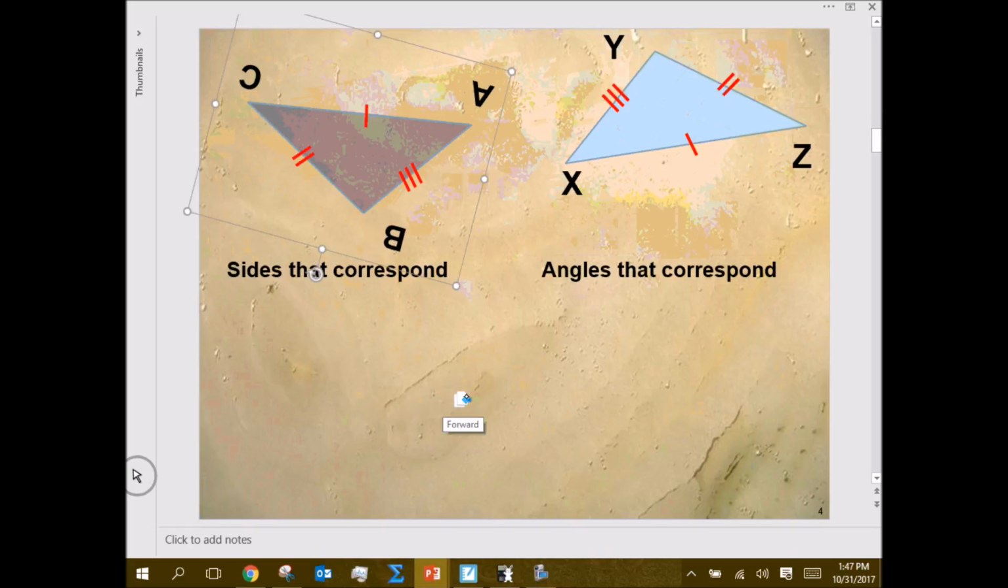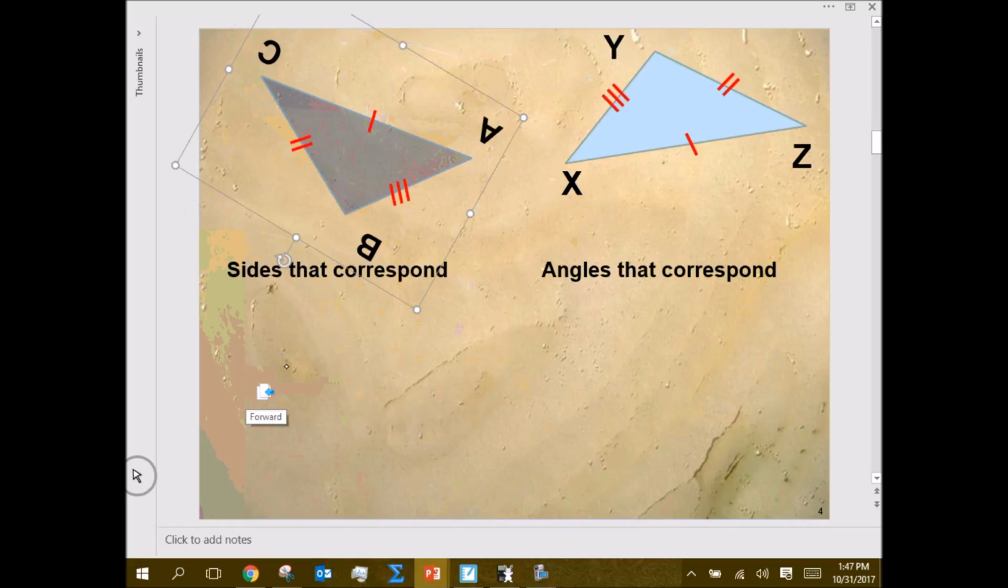Okay, so what just happened? Another one, right? All right, don't worry. It's called rotation.